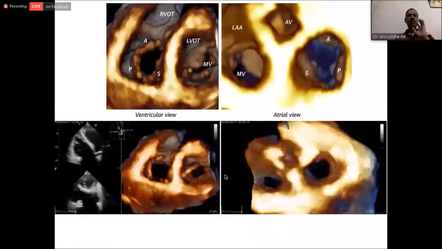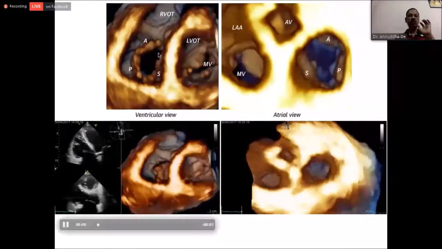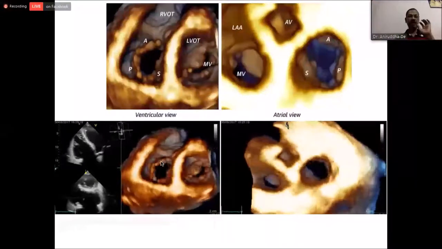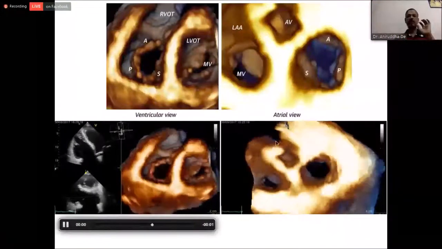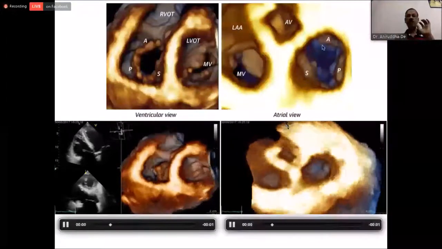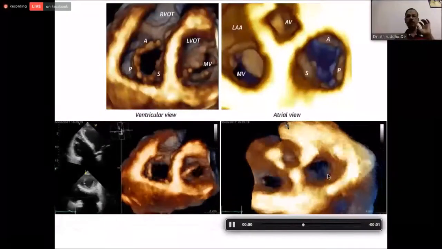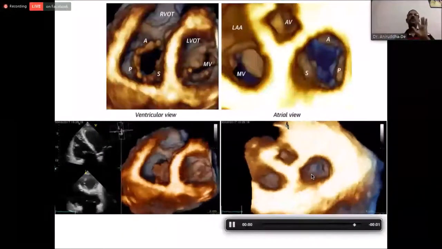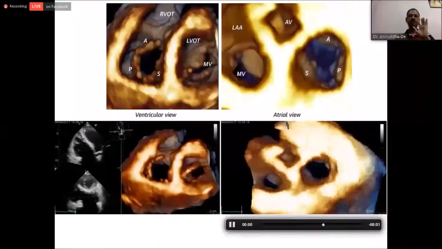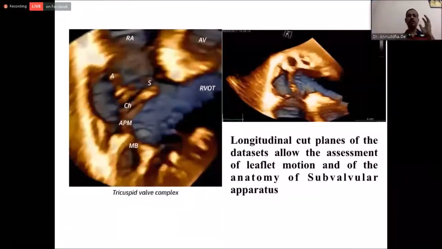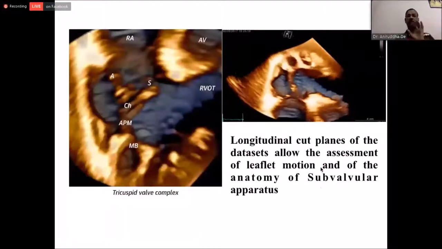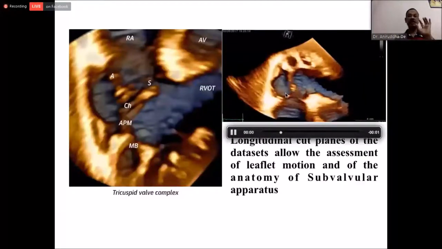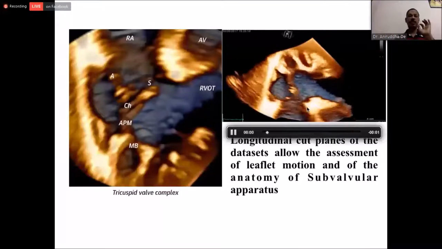So if you want to do the en face view, this is the ventricular view. You can see the tricuspid valve: this is the anterior, this is the posterior, and this is the septal. And this is the atrial view, where you can see the anterior, the posterior, and the septal. This view is the most important en face view in the evaluation of the tricuspid valve. Of course, if you do longitudinal cuts of the data set, they allow assessment of leaflet motion and the anatomy of the subvalvular apparatus, where you can see the chordae clearly with the anterior papillary muscle and the moderator band.